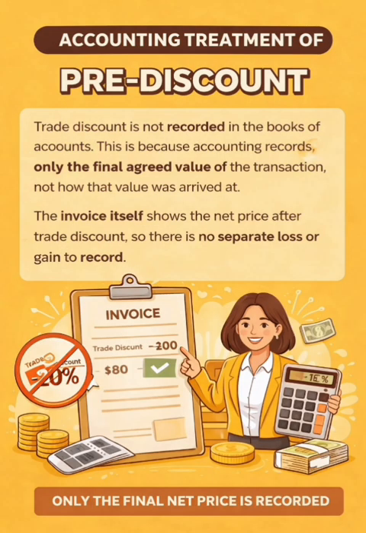Accounting treatment of pre-discount. Trade discount is not recorded in the books of accounts. This is because accounting records only the final agreed value of the transaction, not how that value was arrived at. The invoice itself shows the net price after trade discount, so there is no separate loss or gain to record.